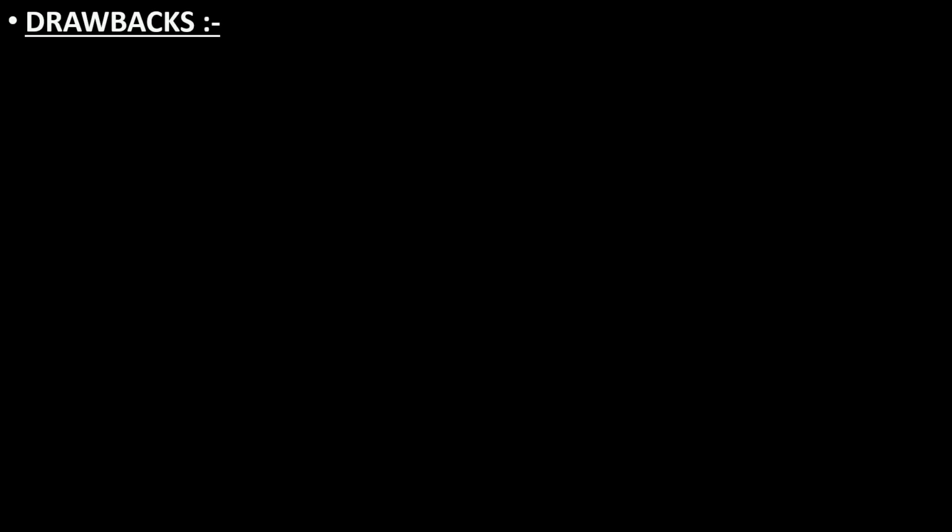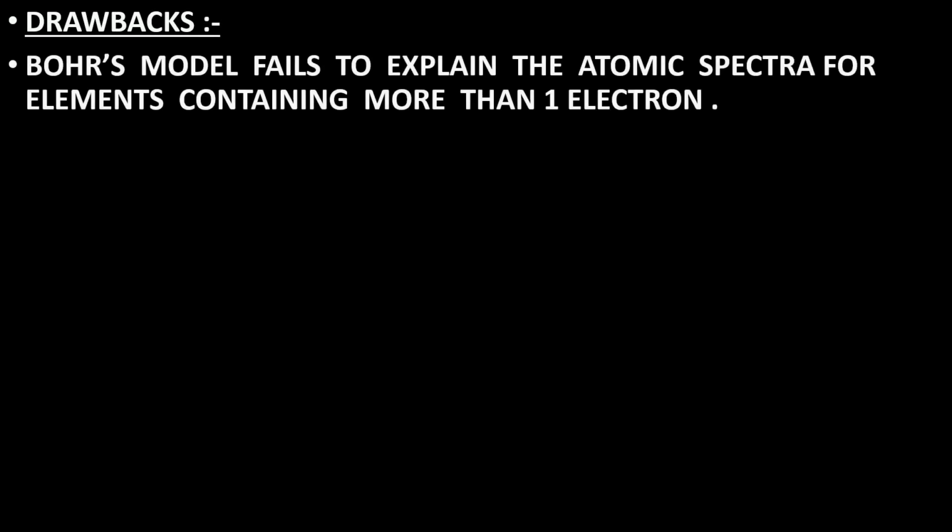Now, this Niels Bohr atomic model had certain drawbacks. What are those drawbacks? The first drawback is that Bohr's model fails to explain the atomic spectra for elements containing more than one electron. Now what is atomic spectra? If you don't know what atomic spectra is, don't worry guys, I've already made a video on this. You can find the link in the description box, or you can simply click on the I button above.